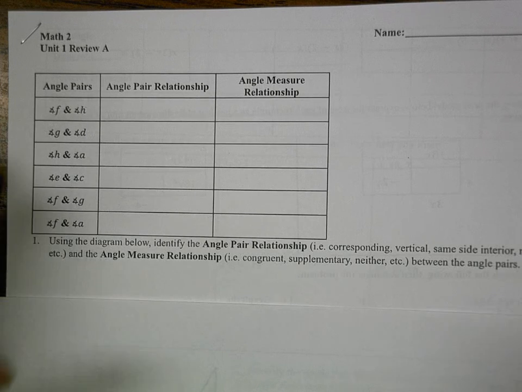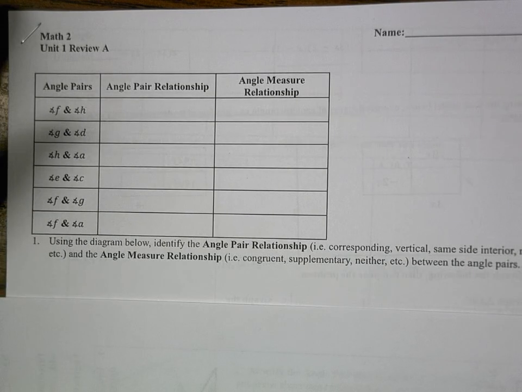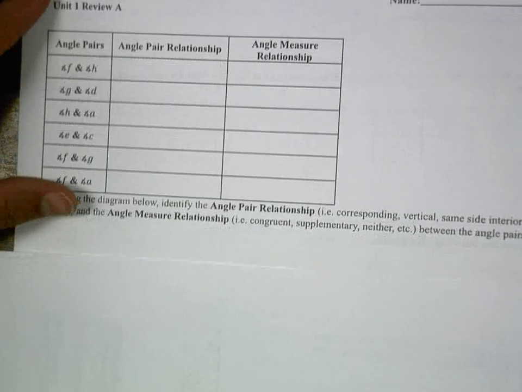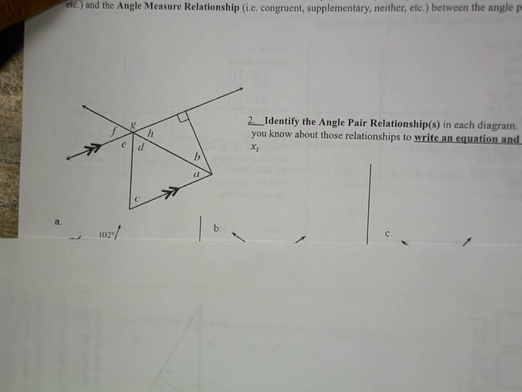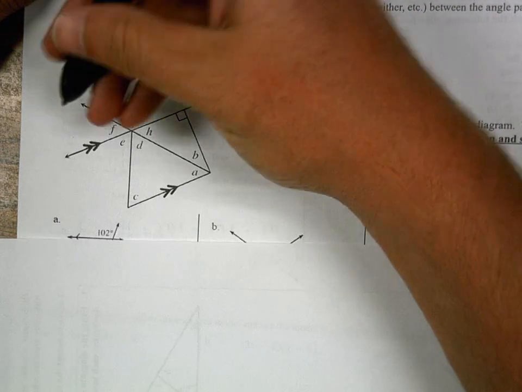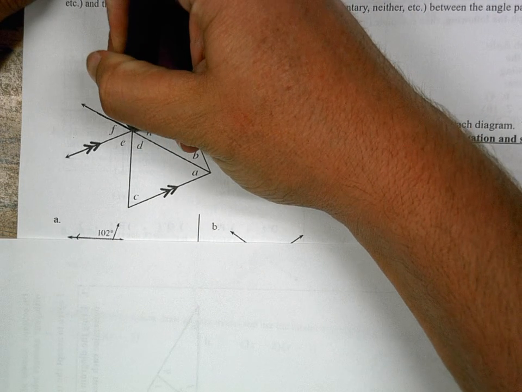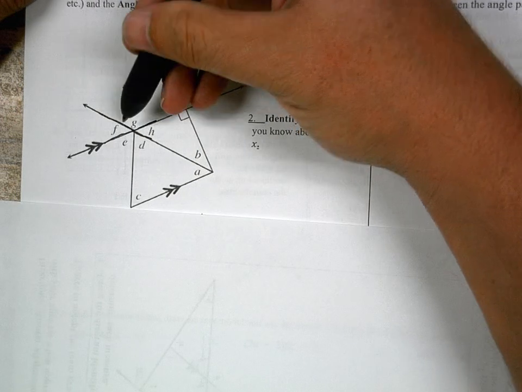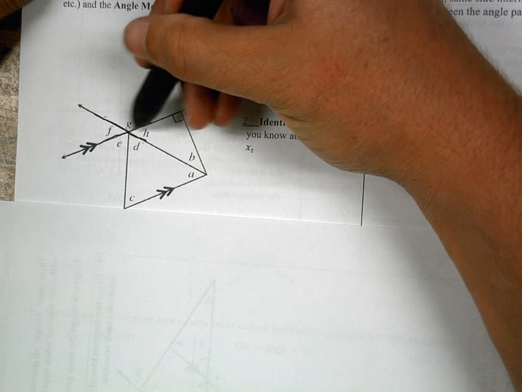Okay, so for number 1, we have to look at the angle pairs. So first one is F and H. If we scroll on down to our figure, we have F and H right here. F is made up of this angle. H is made up of this angle. And you can see it makes an X.